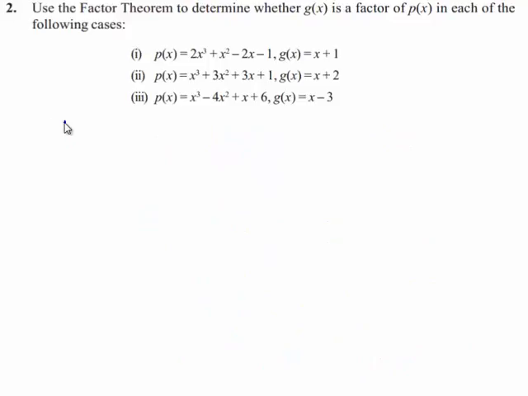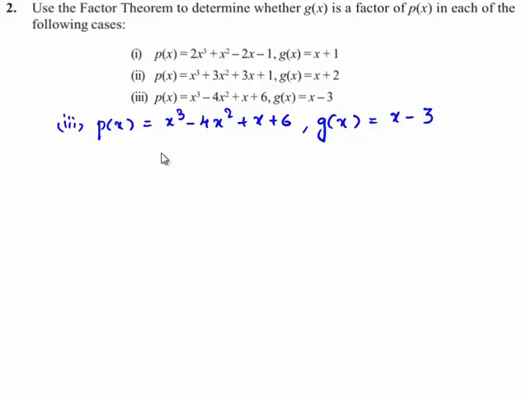Coming to the third one, which is P of x is equal to x cube minus 4x square plus x plus 6, and g of x is equal to x minus 3. First find the 0 of the polynomial by equating g of x to 0. We get x minus 3 is equal to 0, which is x is equal to 3.